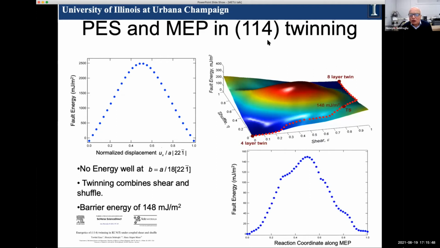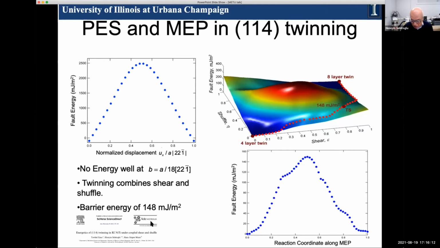If we look at the 114 twinning plane, now the path is shown here. It's a complicated path, but again, it avoids the large peaks here. And the peak actually we get is about 148 millijoules per meter square, which is not very high. These peaks are extremely high. And this is also published, of course.